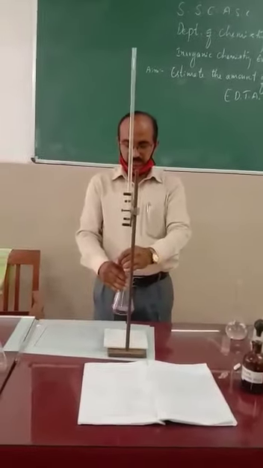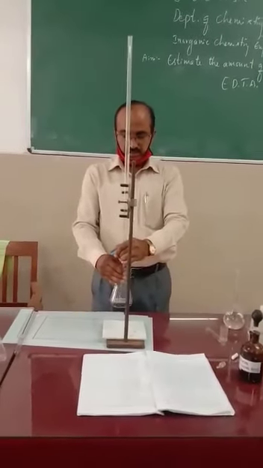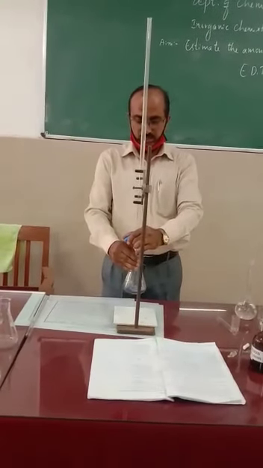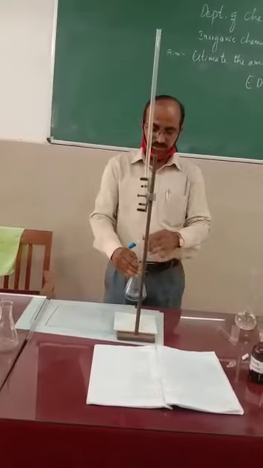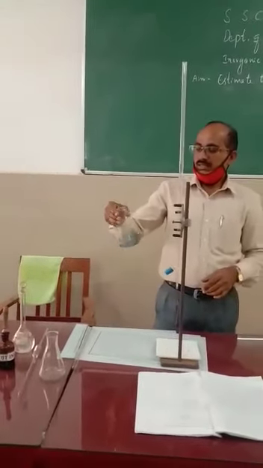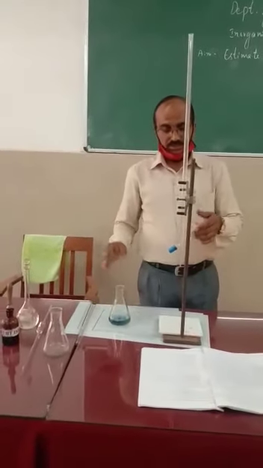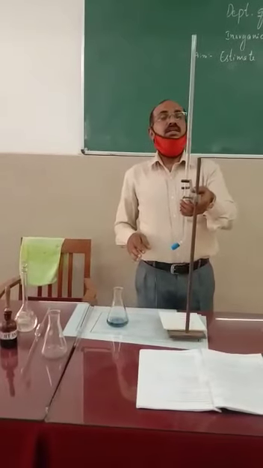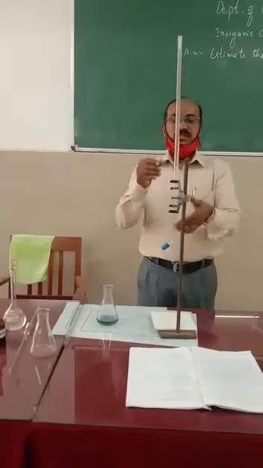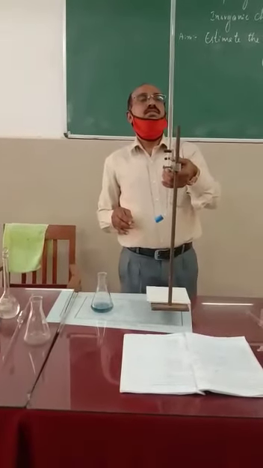At the end point, we add drop by drop. This solution turns to blue color; wine red turns to blue. So this is the end point. After conversion of wine red into blue, the titration is completed. You record the final reading. So the final reading is 23.1 cm cube.